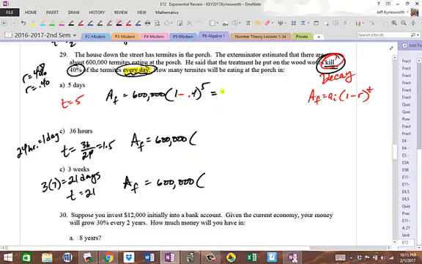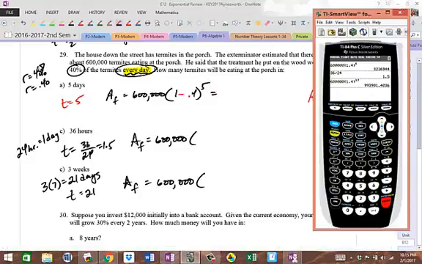I noticed that this is a decay problem. It's 1 minus r, not 1 plus r. So let me fix my work. I'm going to start over on the calculator. You don't have to change all your work. All this is correct. You just got to subtract 40%.